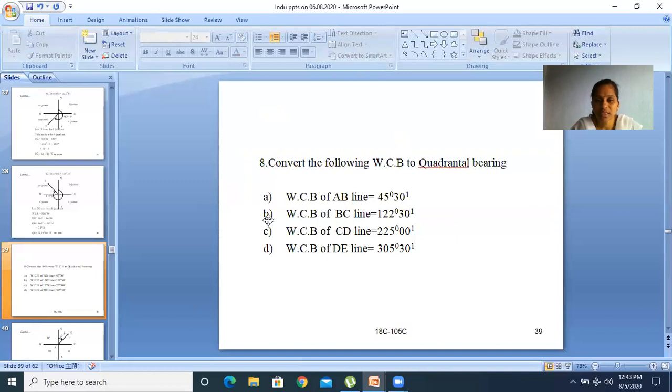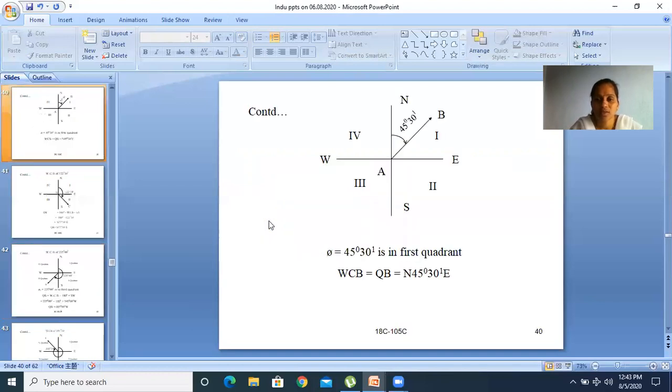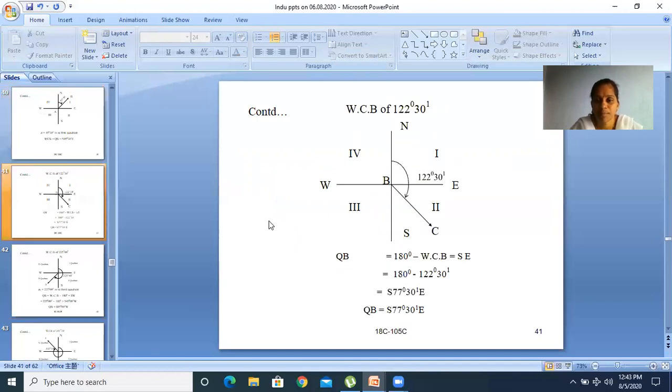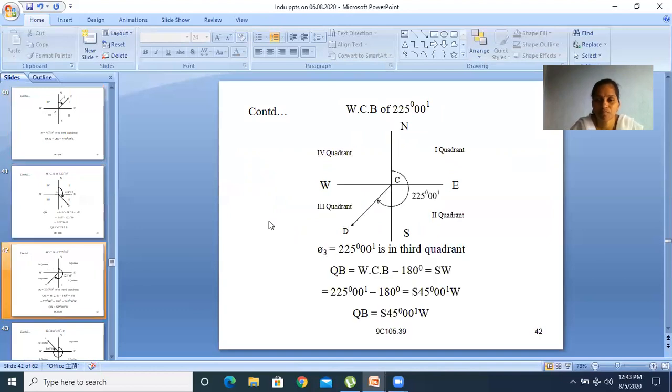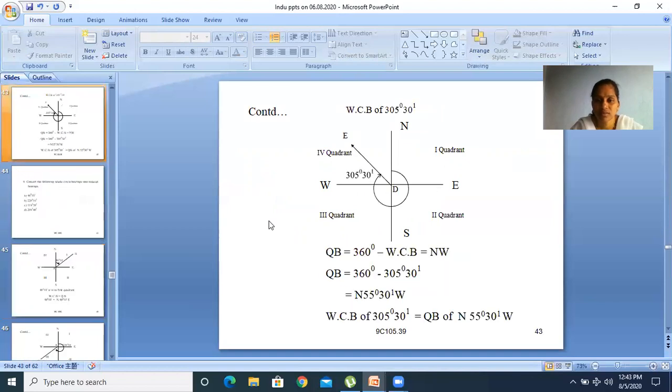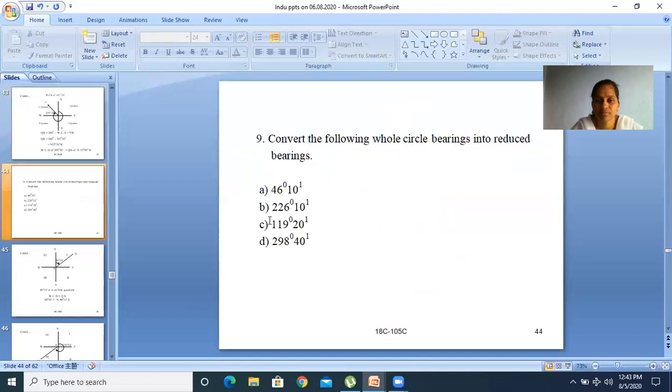And the fourth one, the BE line, lies in the fourth quadrant. So the quadrants are north, west, and the conversion rule is 360 minus WCB: 360 minus 305 degrees 30 minutes. So like that you can calculate QB. This is the sum, BC, CD, and so on. You can take it for the ninth sum.